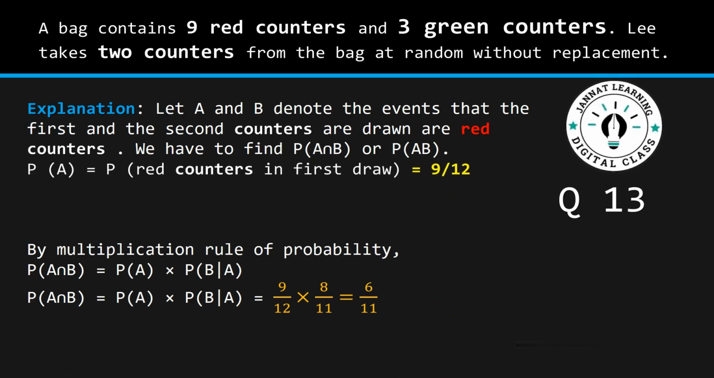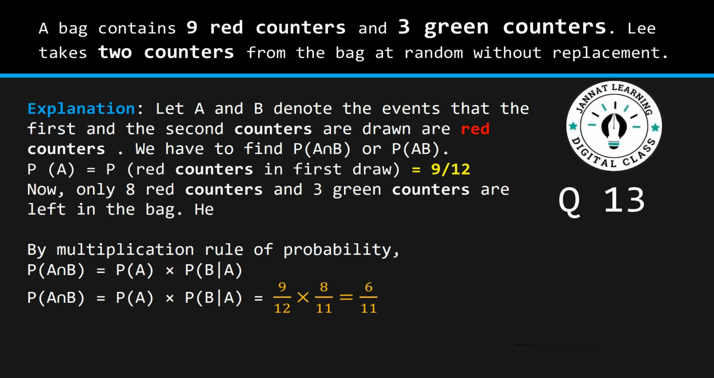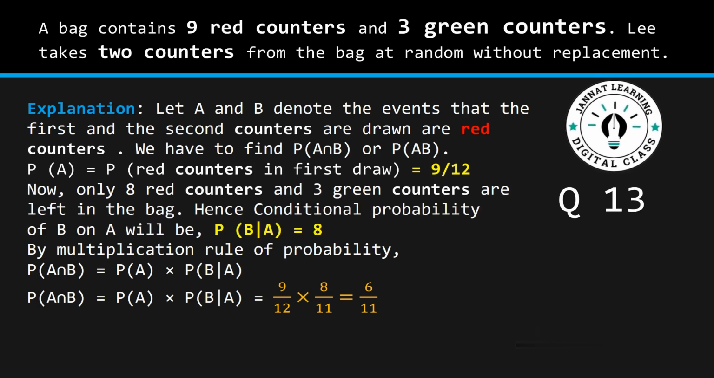P(A) equals P(red counter in first draw) equals 9/12. Now, only 8 red counters and 3 green counters are left in the bag. Hence, the conditional probability of B on A will be P(B|A) equals 8/11. By the multiplication rule of probability, the probability of event A intersection event B equals the probability of A multiplied by the probability of B on A.